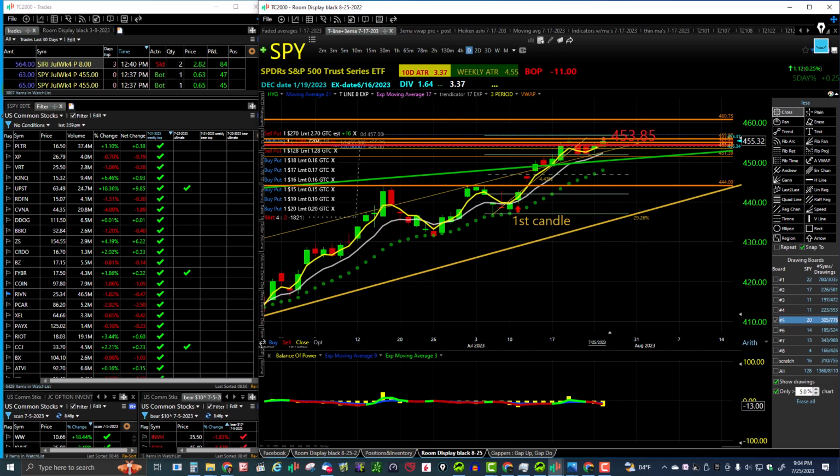Can an M pattern head and shoulders reverse? Yeah, there's an inverse M pattern and there's an inverse head and shoulders.